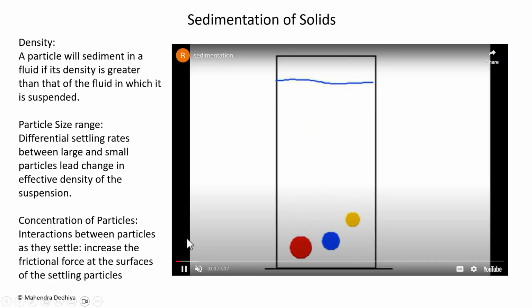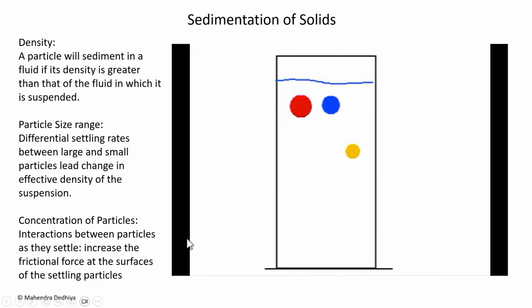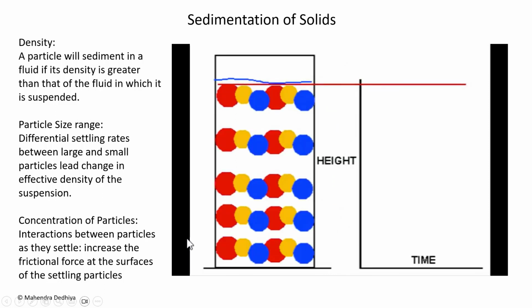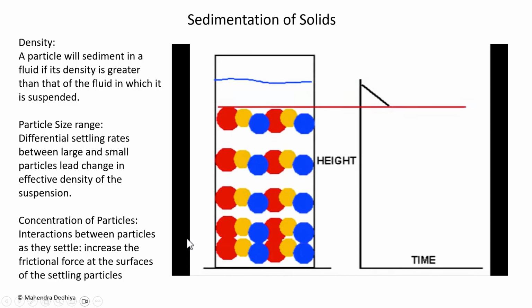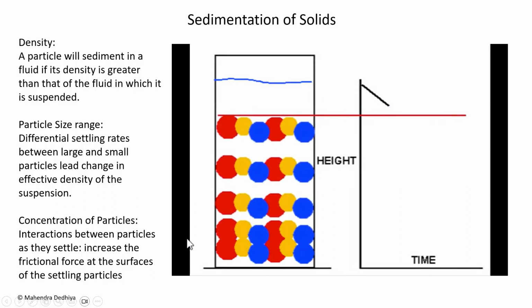Different particle sizes, red, blue, and yellow, settle at different rates. And this is called free settling. They are not interfering with each other, depending on their radius. If the concentration goes above 1%, there will be an interference.